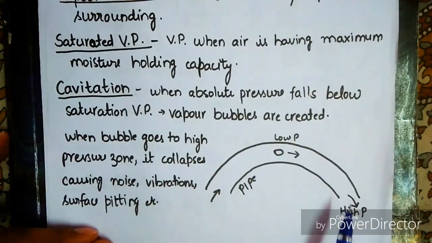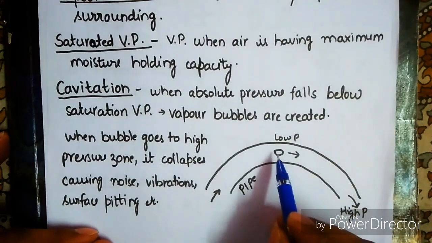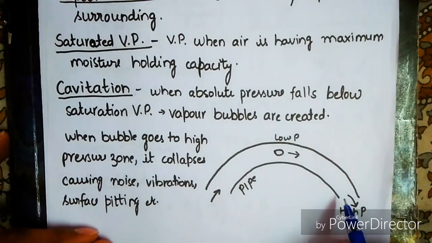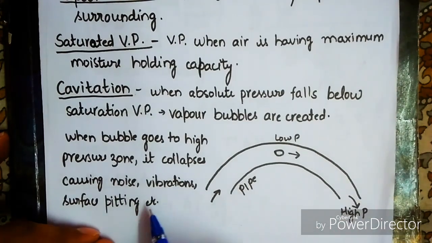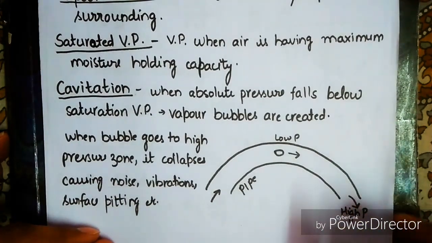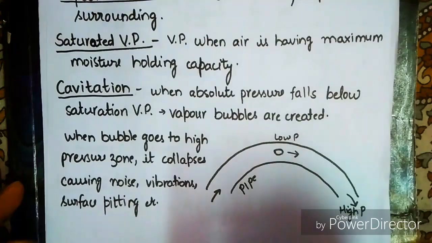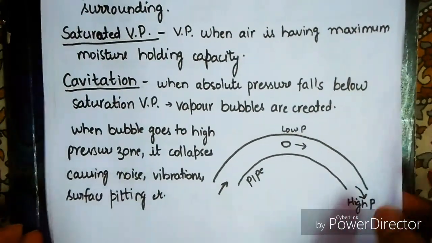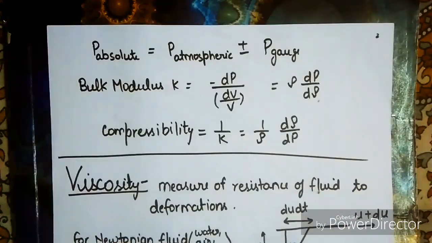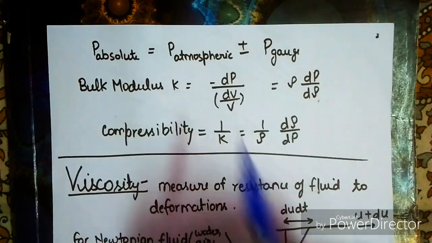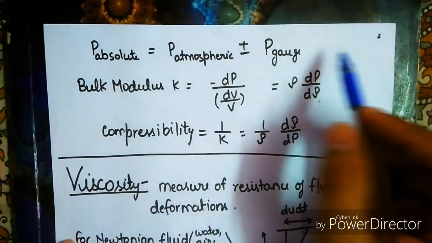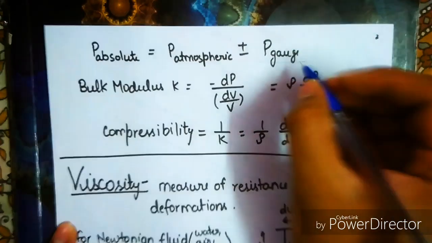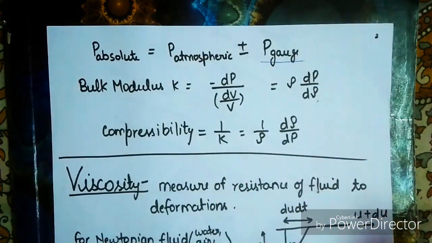When this vapor bubble comes to the high pressure zone, the bubbles burst, and they cause noise, vibration, surface pitting, etc. I mean they will damage the pipeline. That is why cavitation is harmful for our pipe. The absolute pressure is equal to atmospheric pressure plus gauge pressure. Gauge pressure is the pressure which we can measure by our measuring instruments.